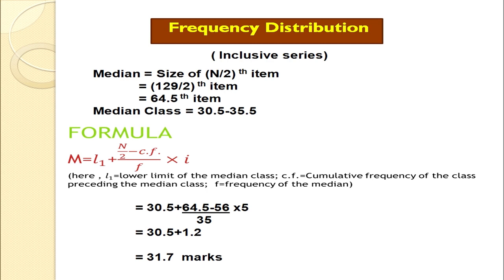Over here, the lower limit is 30.5. The previous class cumulative frequency is 56. The frequency of the class is 35 and the class interval gap is 5. So, putting the values, we get 30.5 plus (64.5 minus 56) divided by 35 into 5. We get 30.5 plus 1.2, that comes to 31.7 marks.